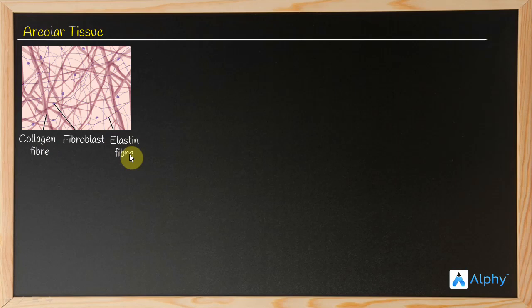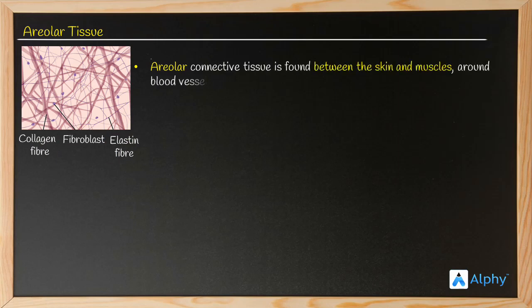Let's move on. Next connective tissue we have areolar tissue. What are areolar tissue? Let's have the image first and let's identify each part. This particular portion is known as collagen fiber and these spotted regions are known as fibroblast and here again elastin fiber. So what are the functions of areolar tissue? Let's see. Areolar connective tissue, right? It is found between the skin and muscles, around blood vessels and nerves and in the bone marrow.